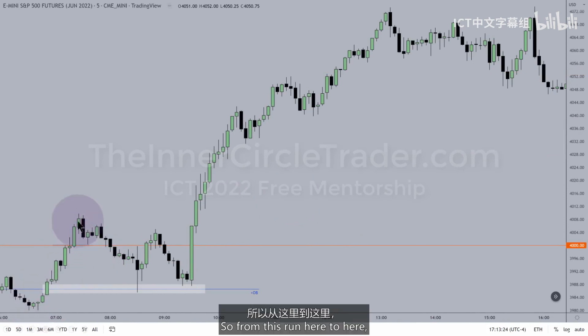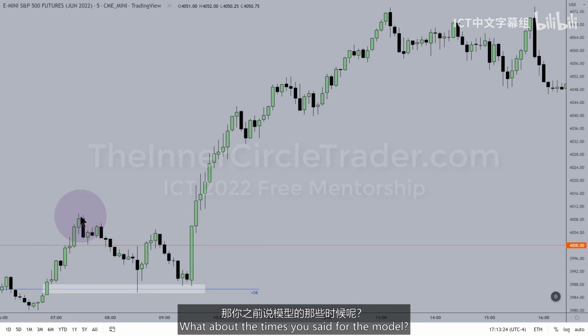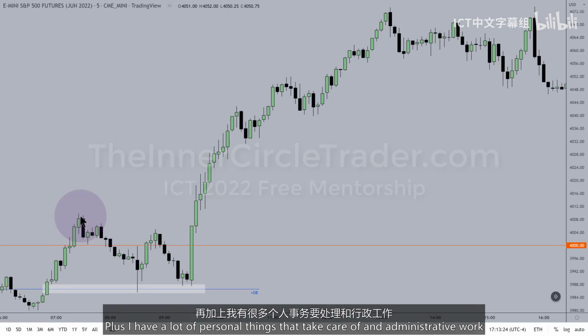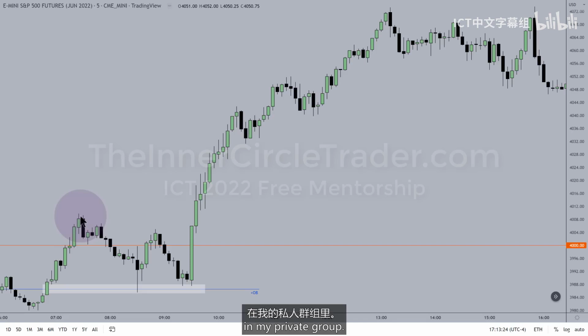So from this run here to here, I know some of you are going to ask, and some of them were bringing it up today on Twitter, what about the times you said for the model? I'm teaching you something that is outside of the model as the reasons why you're not going to anticipate or see that typical setup. That's the whole point of why I did it today. Plus, I have a lot of personal things I take care of and administrative work in my private group.